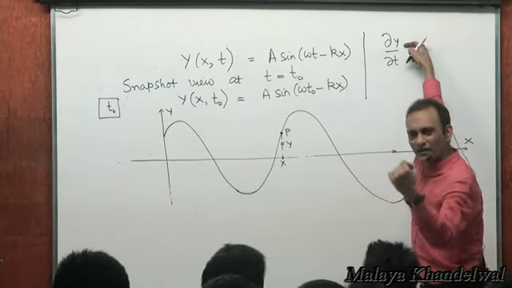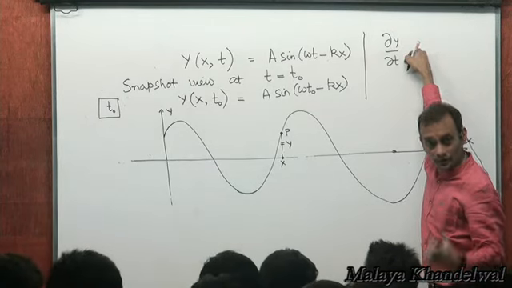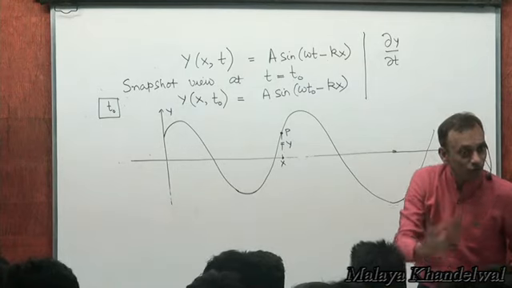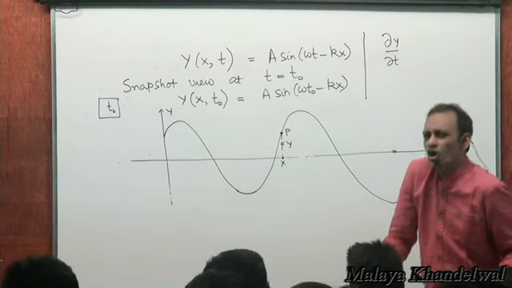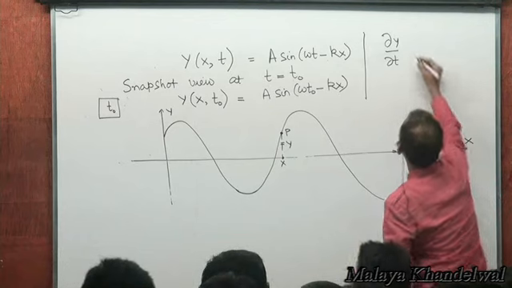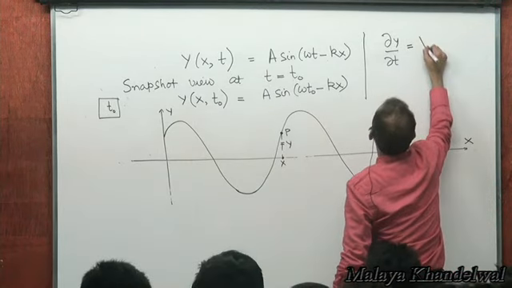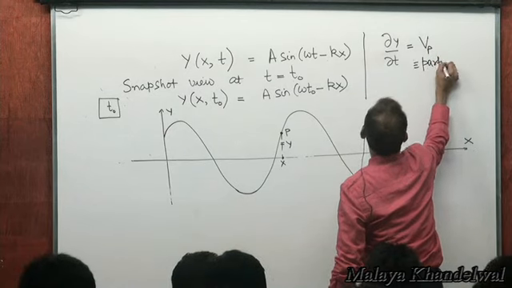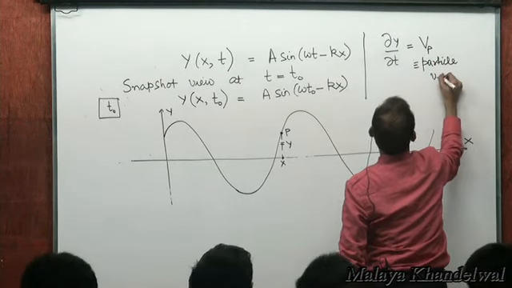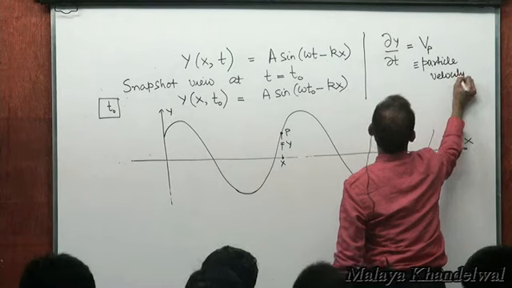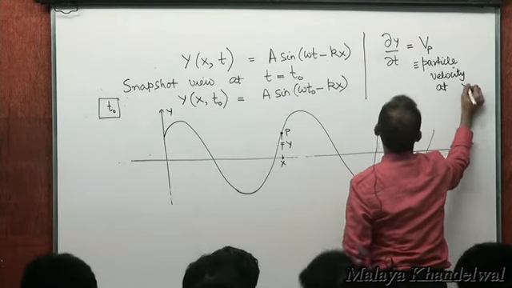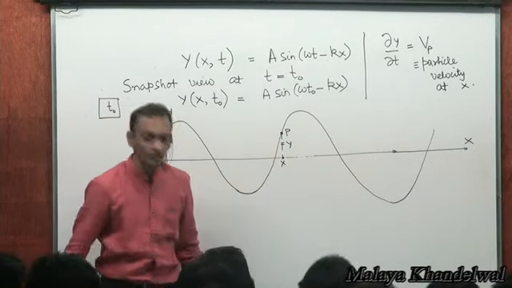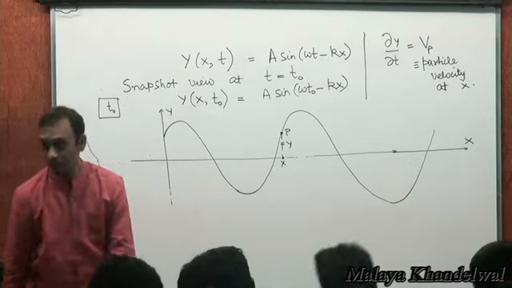Yes. At a given x, if I differentiate y with respect to time, then I've got the velocity of the particle at that x. Yes or no? Yes, sir. That means this dou y dou t is Vp, the particle velocity at x, at an instant of time t. This will give me the particle velocity. Is that okay?